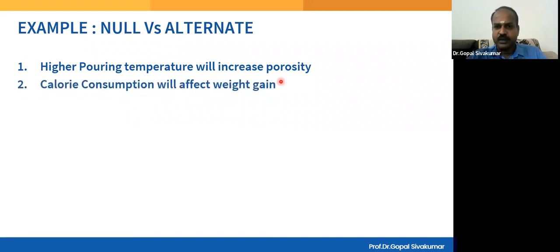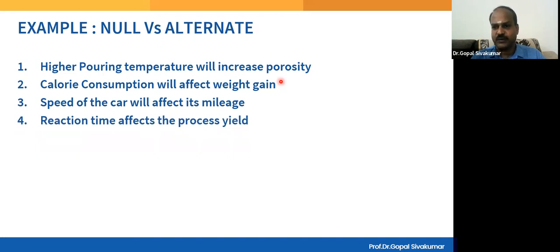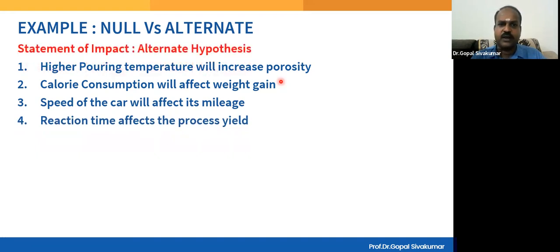Another statement: calorie consumption will affect weight gain. That means if you consume more calories, then weight gain might increase. You reduce your calories, then weight might reduce, isn't it? So calorie consumption will definitely affect the weight gain. So it's a statement of impact. Speed of the car will affect the mileage. Again, it's a statement of impact. Reaction time affects the process yield. Again, it is a statement of impact. That means all these four statements are statements of impact, and so they're all alternate hypotheses.